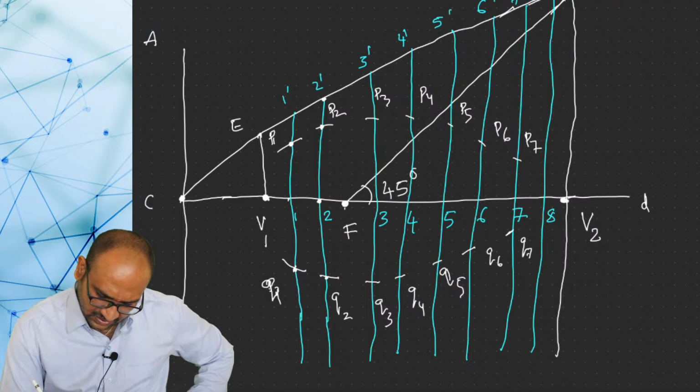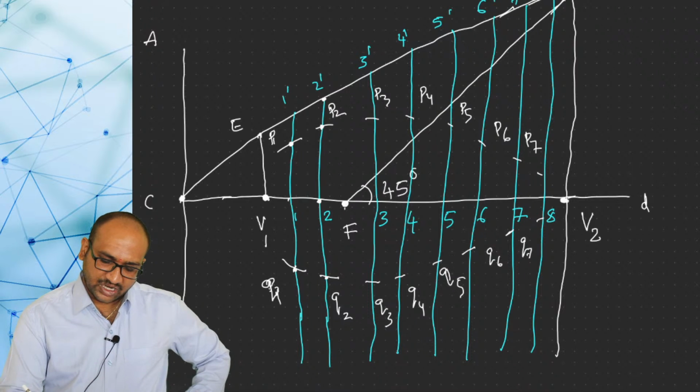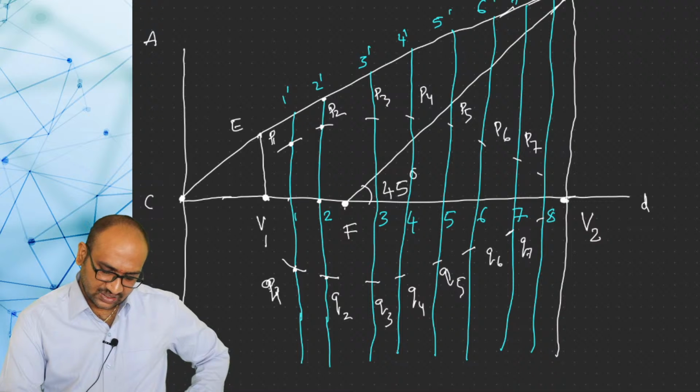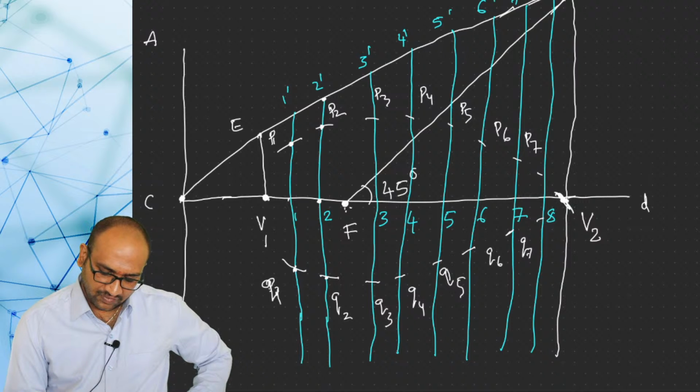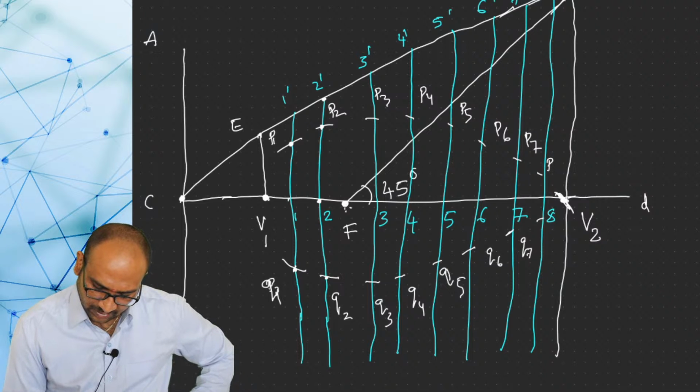Next, measure the distance from 8 to 8 dash, F center, and draw arcs on both sides of the curve. And similarly, V2 to 9 dash, you measure the distance, and with F as center, you draw an arc, and it will come on V2. Okay, this one I am naming P8 and this one I am naming Q8.